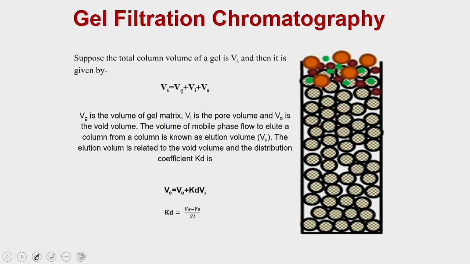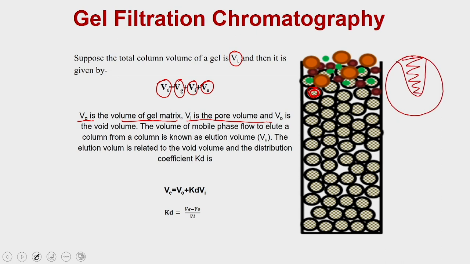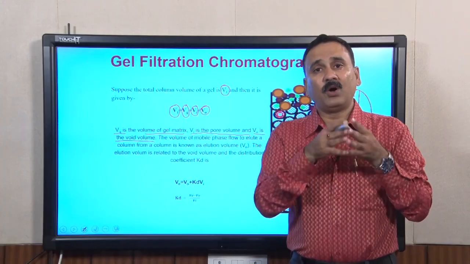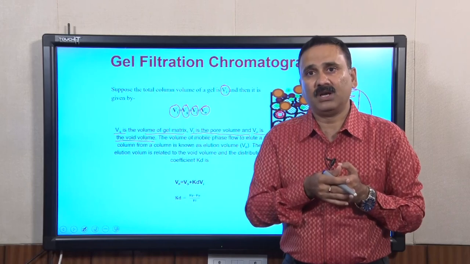Now, suppose you are preparing a column and the total volume of the gel you have used is called VT. Then VT, the total volume of the column, is equivalent to VG plus VI plus VO. VG is the volume of the gel matrix, which means the volume of these beads. VI is the pore volume, which means the volume of these pores which is going to take part in the exchange, and VO is the void volume, which is the volume being excluded. Void volume means the volume which is avoided by the molecules and which will not take part in the exchange or the distribution phenomena.